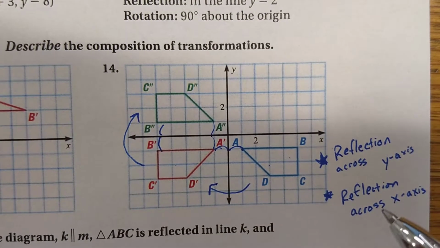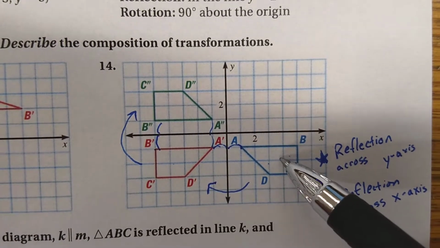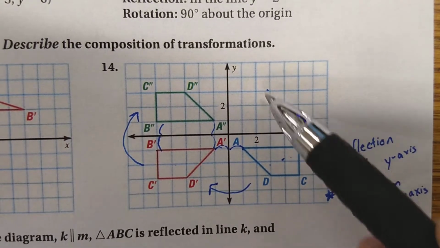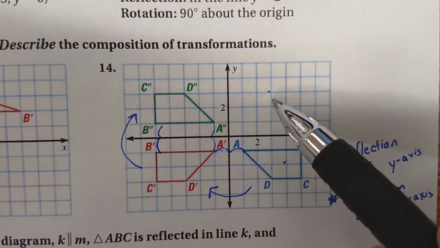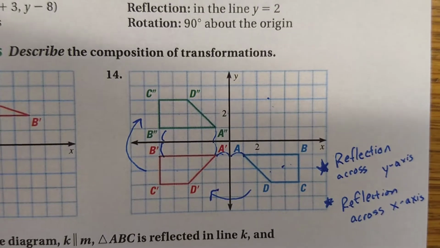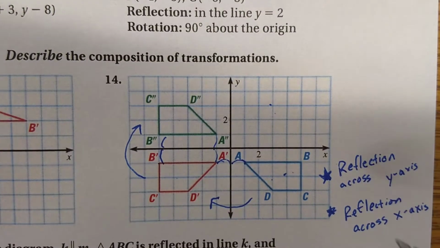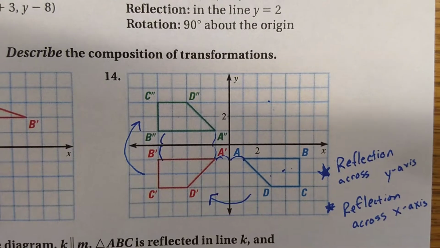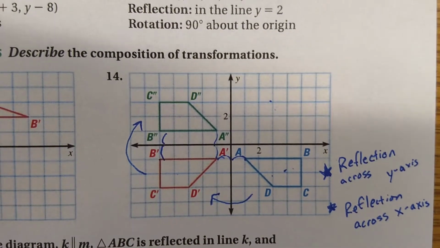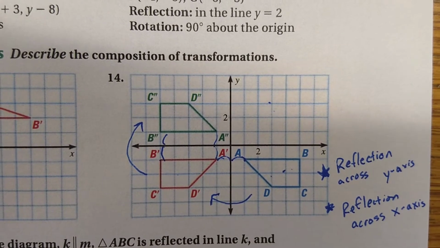The interesting thing about this is we actually could have done that in a different order. If we would have taken this and reflected across the x-axis first, it would have ended up here, and then across the y-axis would have ended up here, and it would look the same. That doesn't always happen. Most of the times the order of your different transformations is important. In this case, we could have reversed it accidentally and still ended up with the same result.